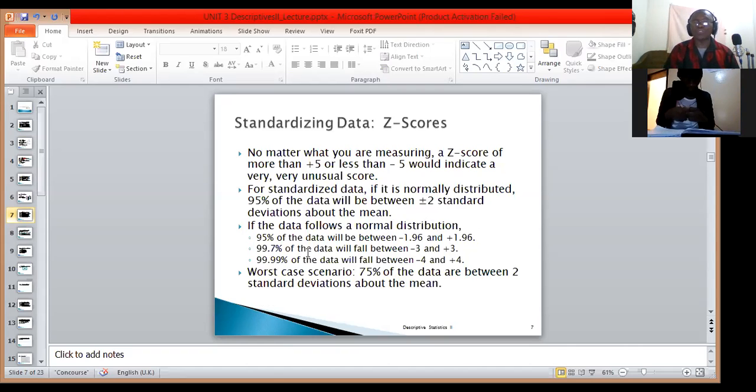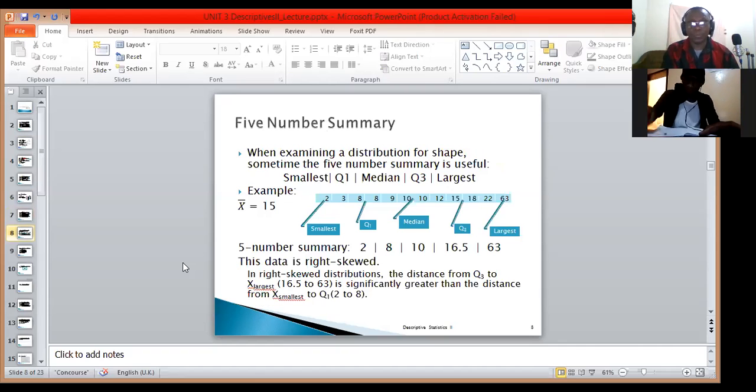For 95%, it is -1.96 or +1.96. For 99.7%, it is -3 and +3. For 99.99%, it is -4 and +4. That's why this should be the maximum, because we are almost at 100%. So basically, that's what they are saying.